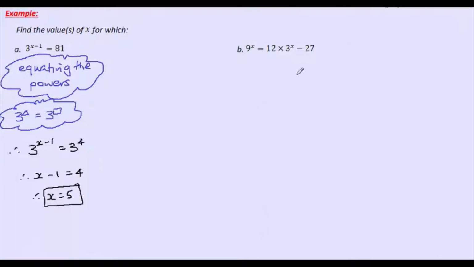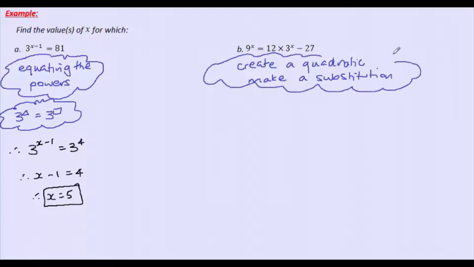The other technique is to make a quadratic. So I'll write that here. So we create a quadratic and we make a substitution. Now, you don't always have to make a substitution if you're feeling really confident, but I quite like to do that. So what I'll do is I'll rewrite this as a quadratic.